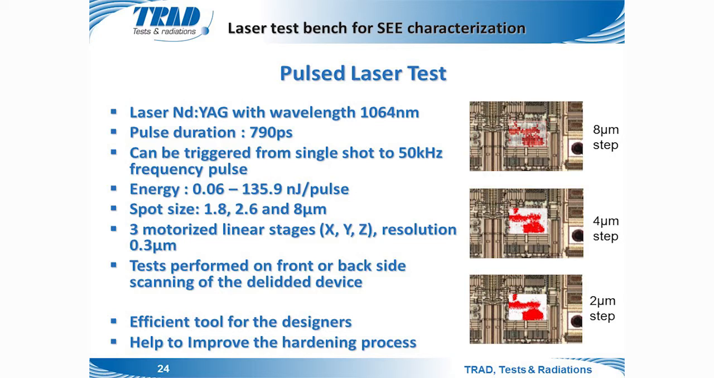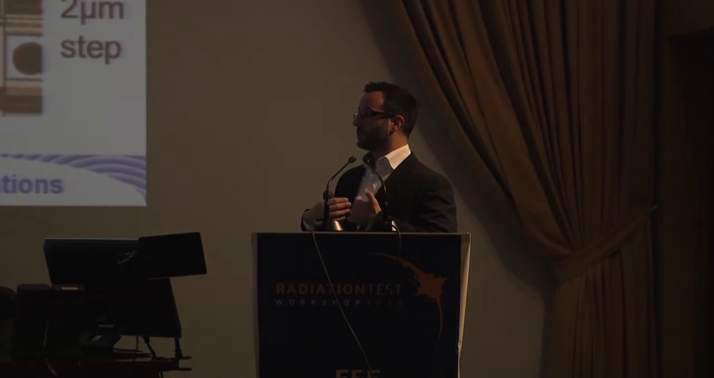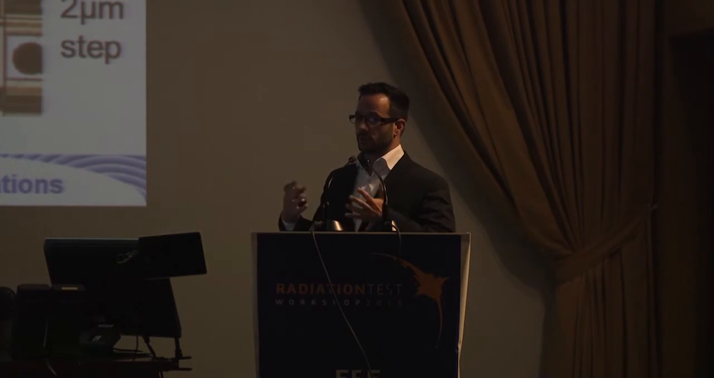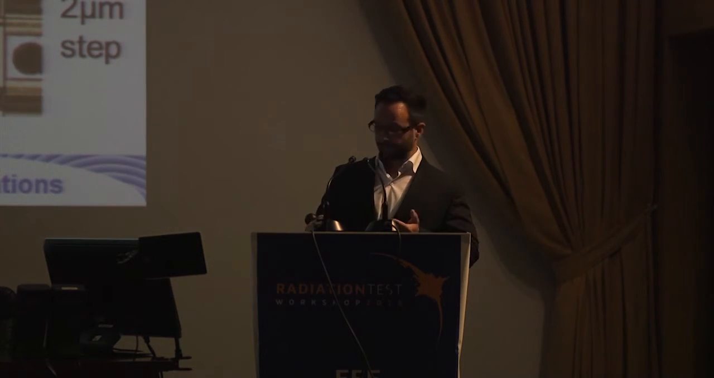We can move the board with a three-axis motorized linear stage, which allows moving the board with a resolution of 0.3 micrometers. We can also perform the test on the front or back side of the die in order to scan the device. So this is an efficient tool for designers. It can help to improve the hardening process, but not only. We also use it as a debugging tool in order to prepare our tests before going to a heavy ion facility.